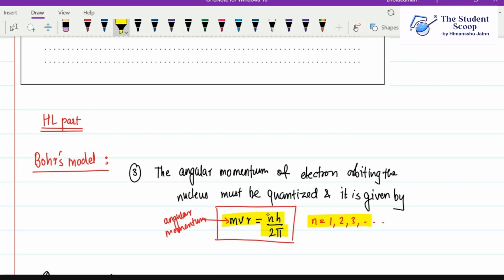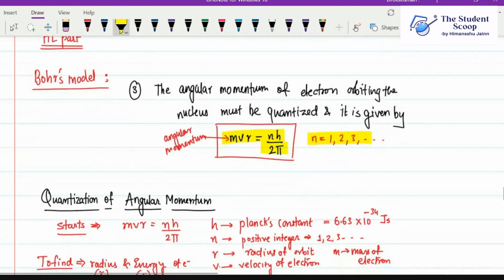And using this formula, we can derive some unique equations for the radius and how it depends on the value n, and also the total energy of the electron orbiting a nucleus. Now we are going to talk about this derivation. This derivation is very much important. This is the quantization of angular momentum derivation. We are only doing it for the hydrogen atom, where it is very simple.